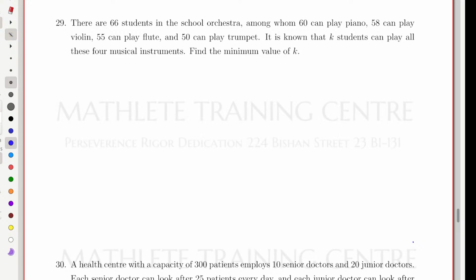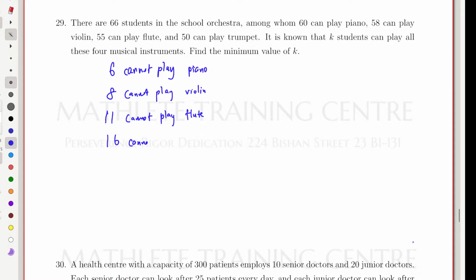I want to minimize the people that can play all four. If I want to minimize the people that can play all four, I want to maximize those that cannot play something. From the question, I know that 6 cannot play the piano. I know that 8 of them cannot play the violin, right? Because it comes from 66 minus 58. I know that 11 of them cannot play the flute. And finally, 66 minus 50 is 16. 16 of them cannot play the trumpet.